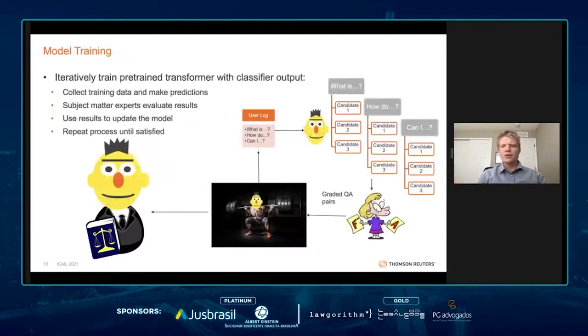So doing this iterative model training cycle, we have our user log of queries, and we can take our initial classifier and run some predictions. And so with these predictions, we have some candidates, some QA pairs, and we can use our subject matter experts to assign grades to those. And once we have those graded QA pairs, we can train our model, our transformer. As you can see, our transformer here is working real hard. And we iteratively repeat this process until we have a model that we are satisfied with.